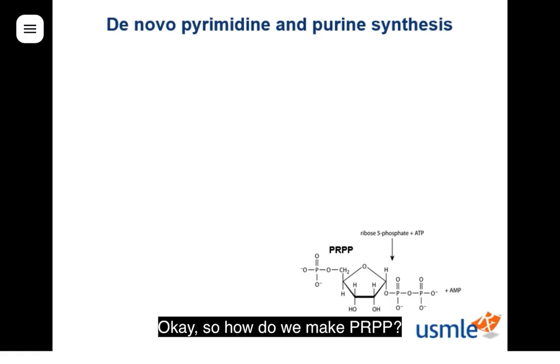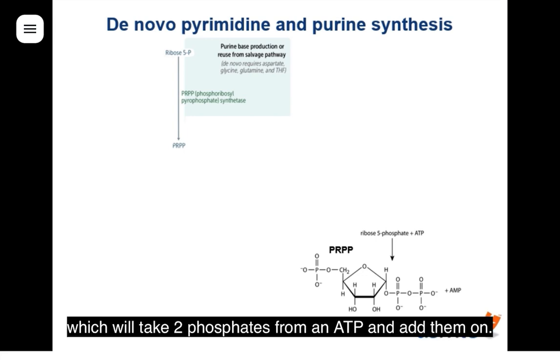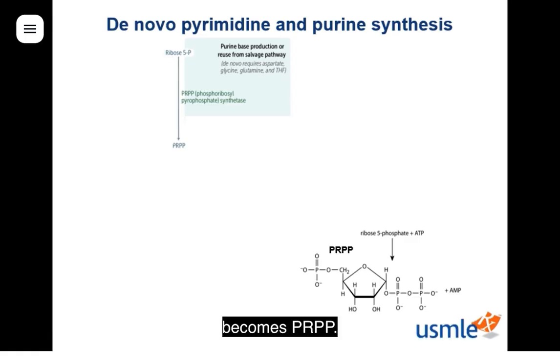Okay, so how do we make PRPP? We start with ribose 5-phosphate and the enzyme PRPP synthase, which will take two phosphates from an ATP and add them on, so the ATP becomes AMP and the ribose 5-phosphate becomes PRPP.